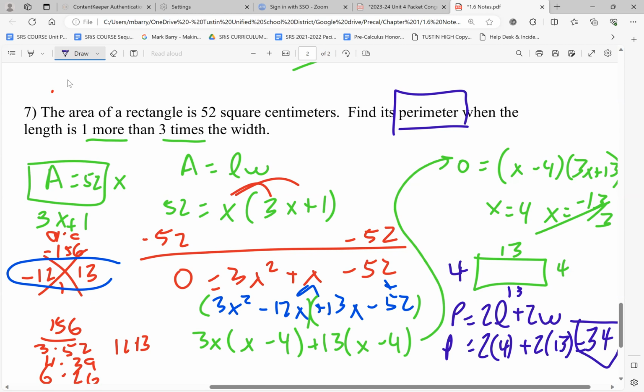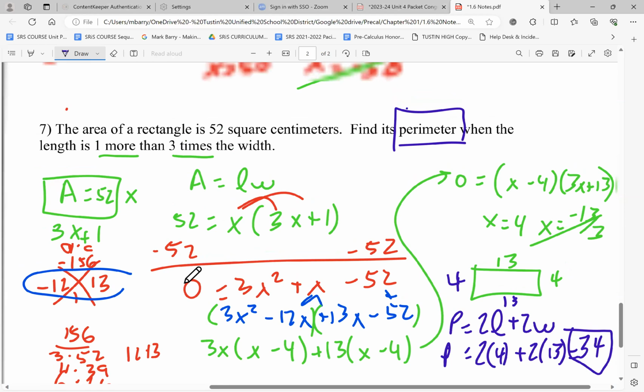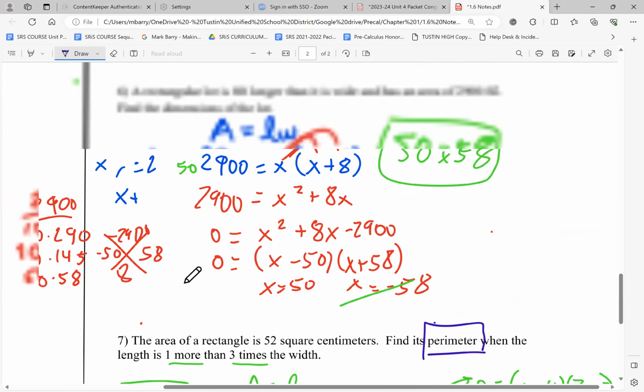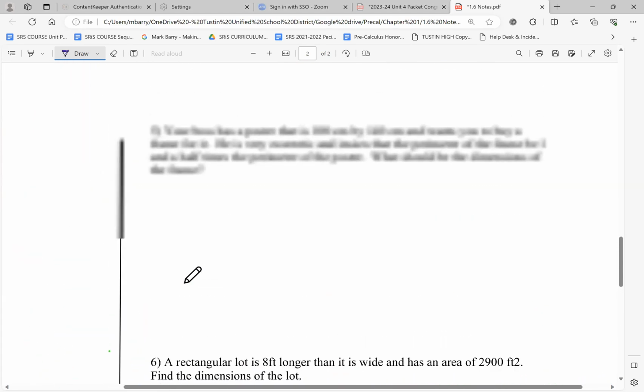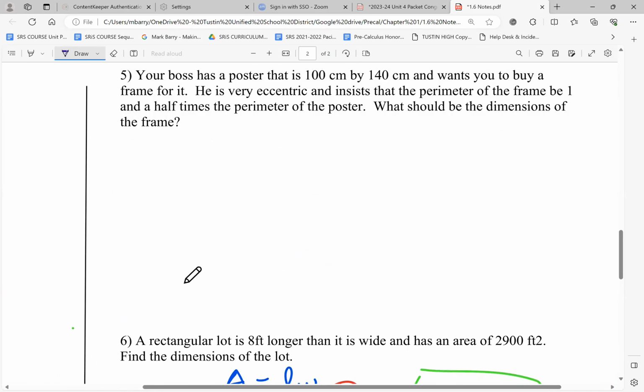Any questions on that one? Awesome. All right, one more question, and I think we'll be done for the day. Let me go back up and we'll grab it. And good news on this one, no factoring.